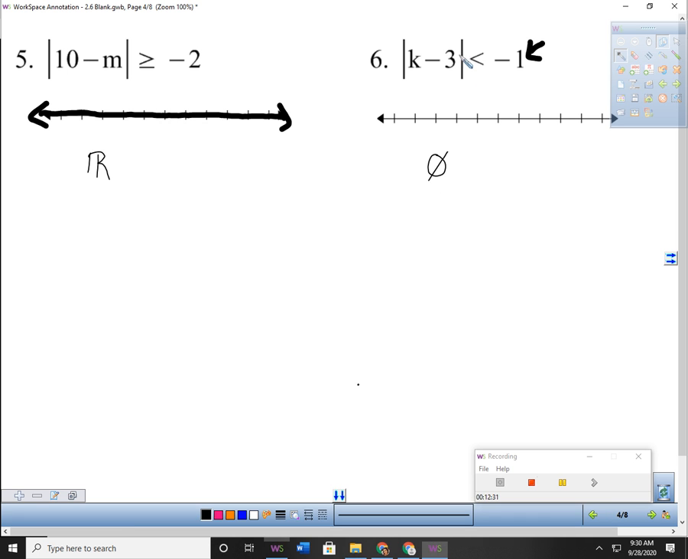What if this was greater than? When will the absolute value of a number be greater than -1? The answer to that is all the time, right? So all real numbers.